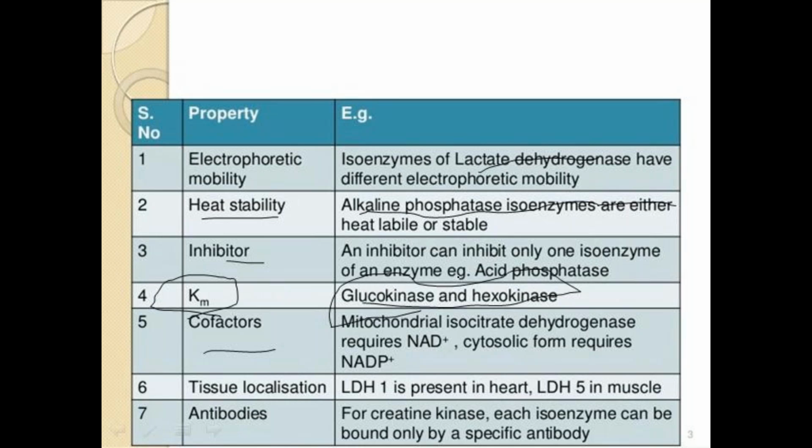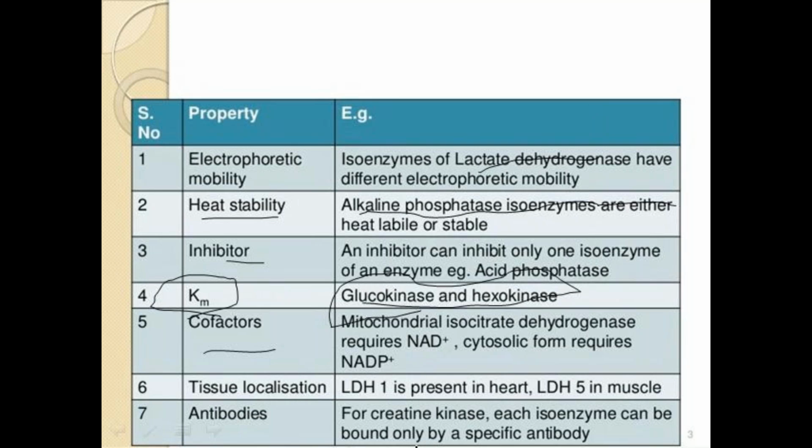These catalyze the same reaction, the dehydrogenase reaction, but the cofactors required differ. Okay, NAD plus is the cofactor required for the activity of isocitrate dehydrogenase present in mitochondria, whereas in the cytosol it requires NADP plus. And also depending upon tissue localization, these isoenzymes are present in different organs, such as the heart and muscles, and depending upon that they are also classified.